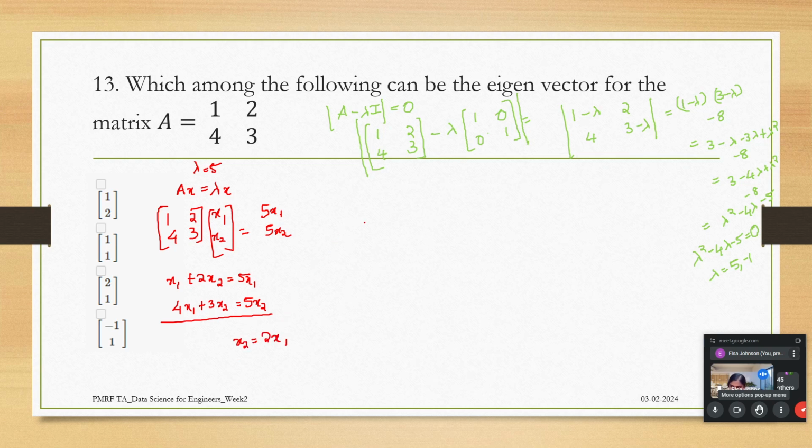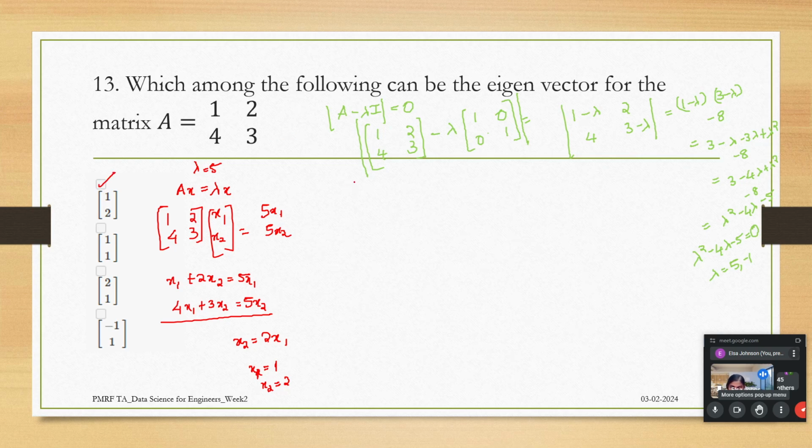Yeah, somebody had already written A and D. Let me see. So just look at the options. If x1 equal to 1, then x2 will be 2, right? So one of those options is already coming, 1, 2. Okay, so A can be given.